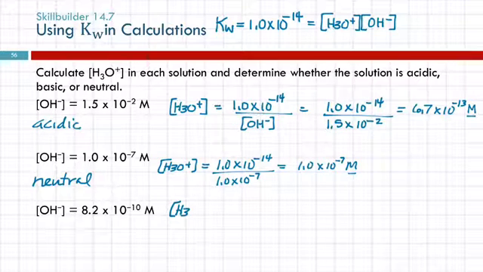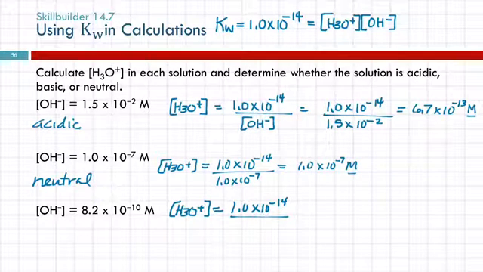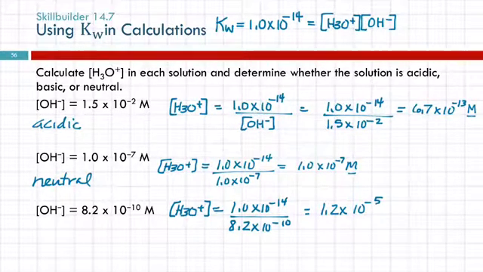So for this last one, the hydronium ion concentration is Kw, which is 1.0 times 10 to the minus 14, divided by the hydroxide ion concentration. Here it's 8.2 times 10 to the minus 10. So 1 EE minus 14 divided by 8.2 EE negative 10. That gives 1.2 times 10 to the minus 5. Anybody else get that number? Acidic, basic, or neutral? Basic.